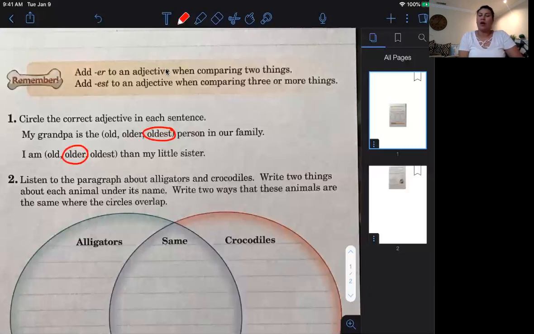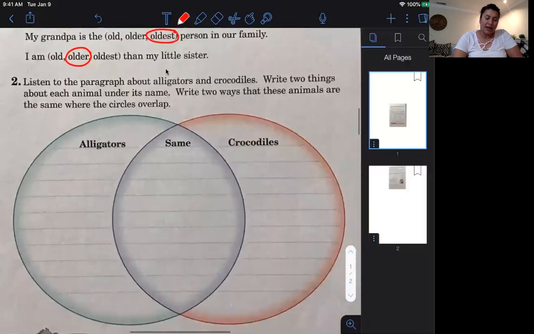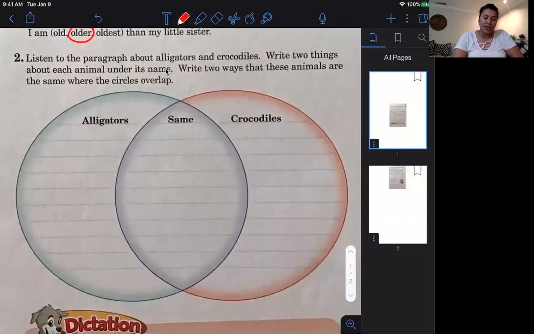Okay, I'm going to read you a paragraph really quick that talks about crocodiles and alligators. We're going to write two things about each animal under the name, and then write two ways that the animals are the same where they overlap. Now the overlap means this, where they kind of go on top of each other, okay?